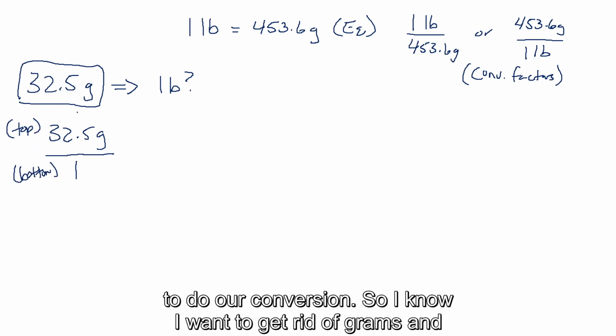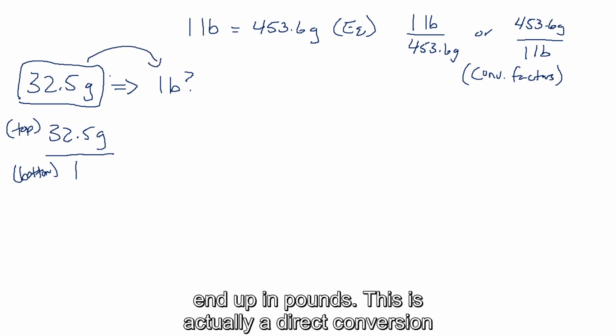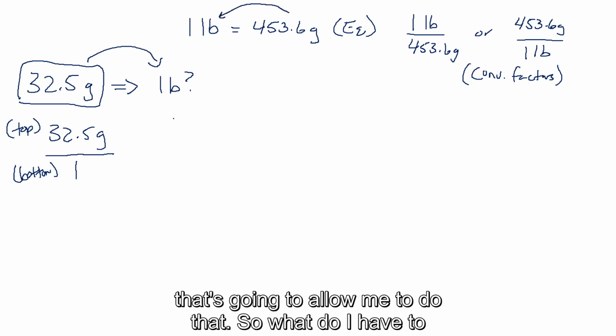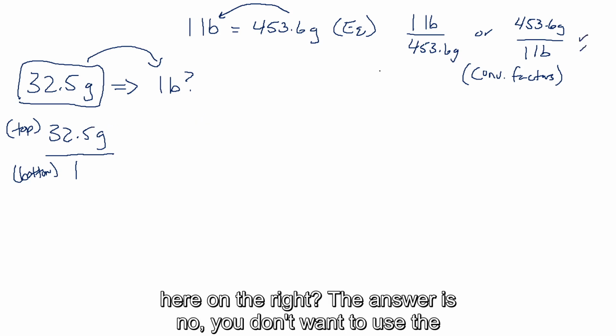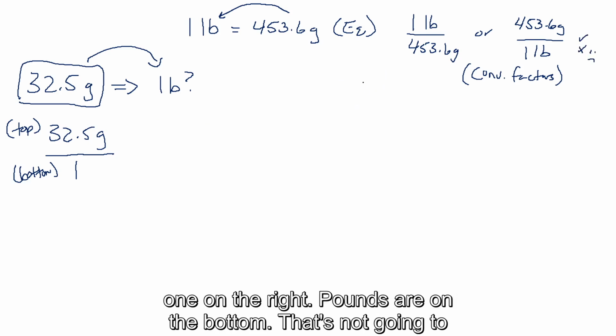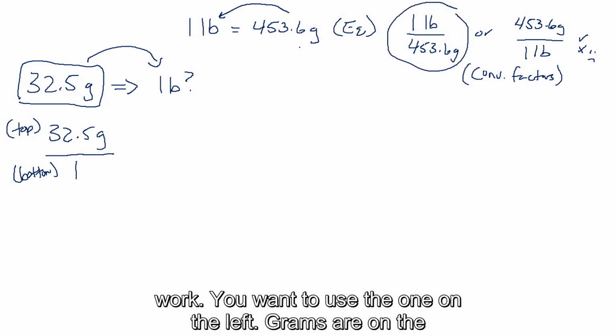So I know I want to get rid of grams and end up in pounds. This is actually a direct conversion that's going to allow me to do that. So what do I have to remember? Opposites. I got grams on top. Should I use the one here on the right? The answer is no, you don't want to use the one on the right. Pounds are on the bottom. That's not going to work. You want to use the one on the left.